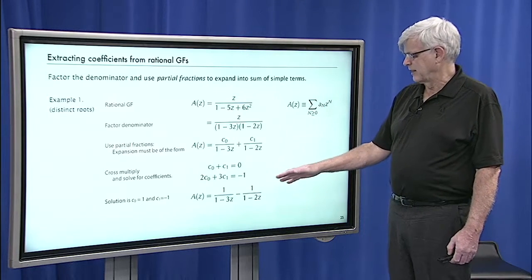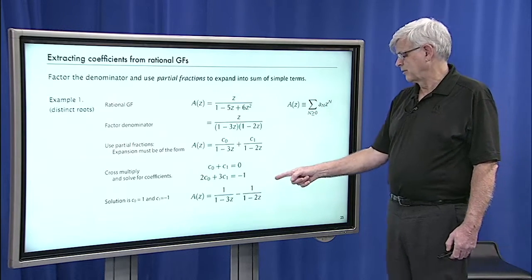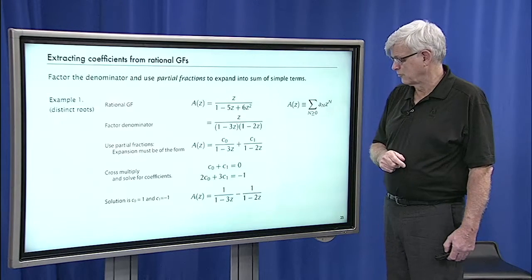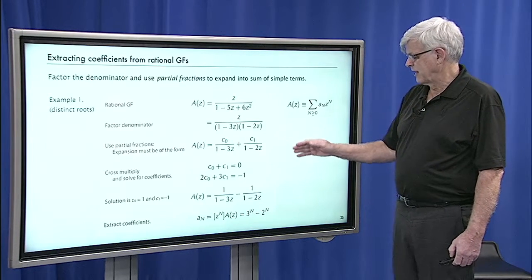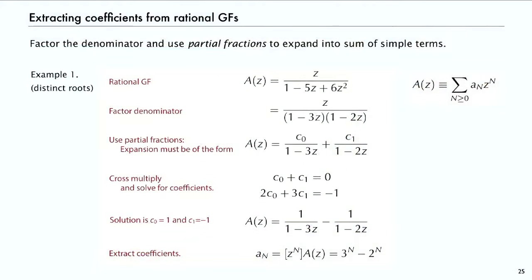But that is something that we can expand. We have the power series expansions for those two functions. That tells us that a sub n is 3 to the n minus 2 to the n. That's partial fractions to expand a rational generating function.